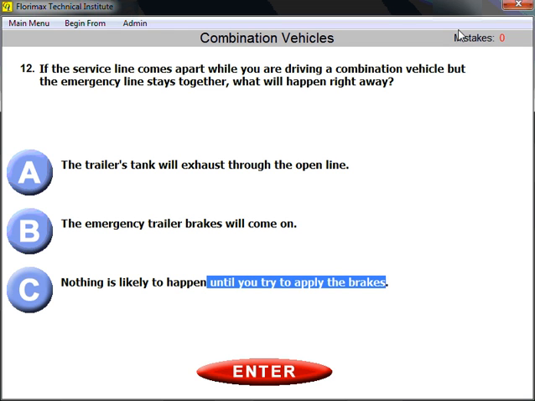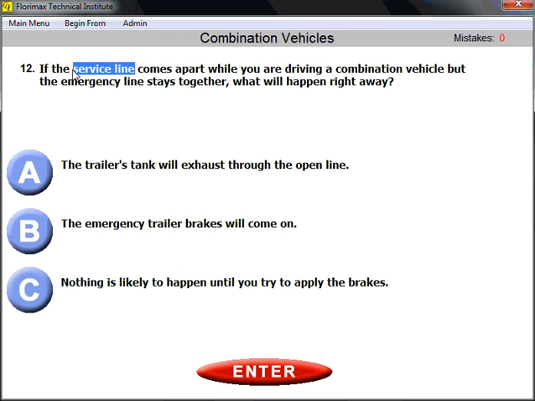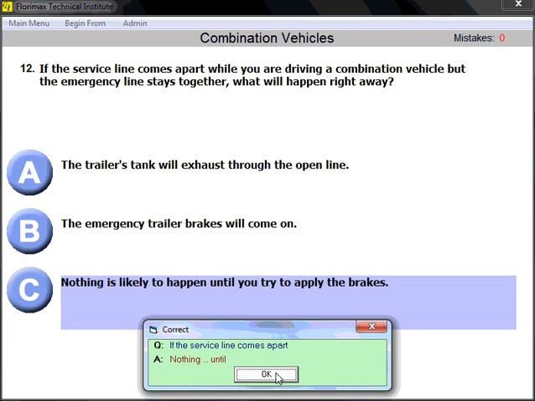The question is the same. The choices given to you are different compared to the previous question, but the right choice is always the same. Nothing is likely to happen. Why is that? Because the service line is empty until you apply the pressure to it. That's why nothing is likely to happen. Very good.